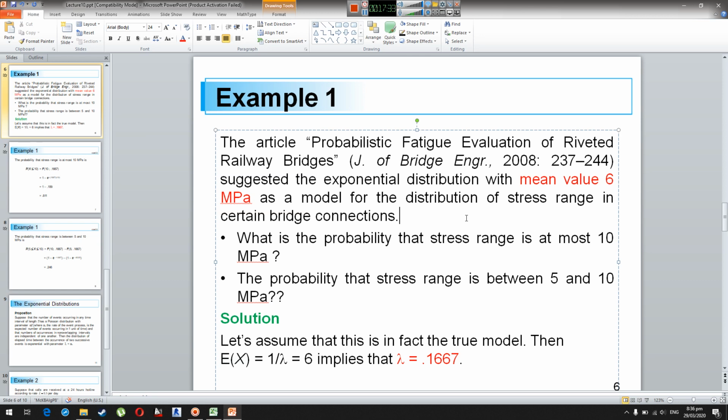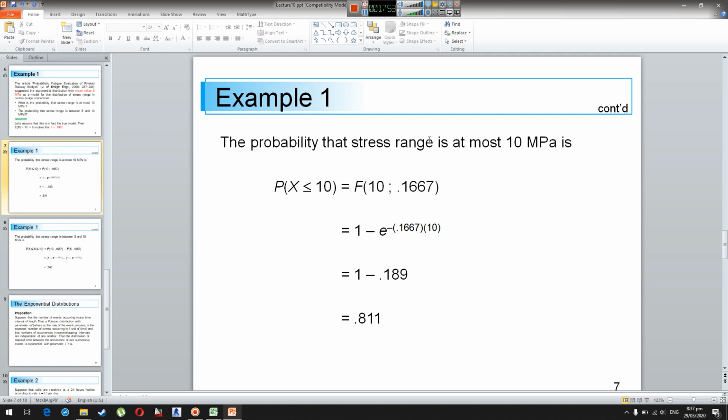But after computing those values, they have determined that the mean value is 6, and they are going to check what the probability is that the stress range will be at most 10 megapascal, and what the probability is that the stress range will be between 5 and 10 megapascal. Now if we solve that, the probability that the stress range is at most 10 megapascal is equal to the probability of x smaller than or equal to 10. We have to determine all the probability values for x smaller than 10.